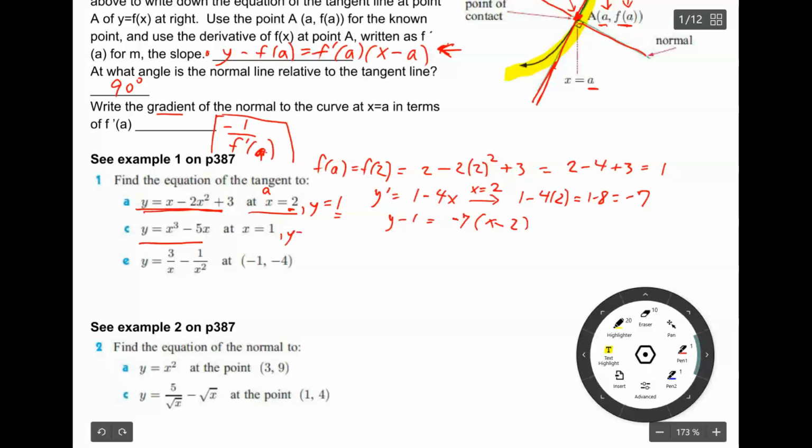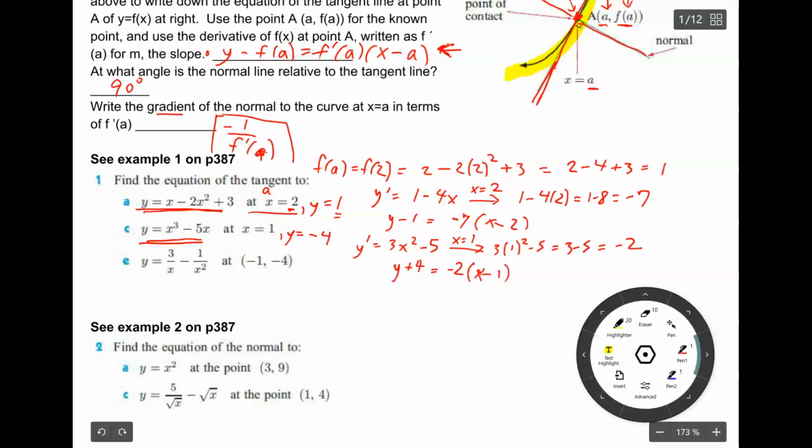Our y value, according to that equation, if we put 1 in there, it would be 1 cubed, which is 1, minus 5 times 1, which is minus 5. So 1 minus 5 is negative 4. Let's find the derivative of this. It would be y dash equals 3x squared minus 5. Let's substitute in x equals 1. If we substitute x equals 1, it would be 3 times 1 squared minus 5, which is equal to 3 minus 5, which is equal to negative 2. So, y minus negative 4 equals negative 2 times x minus 1.